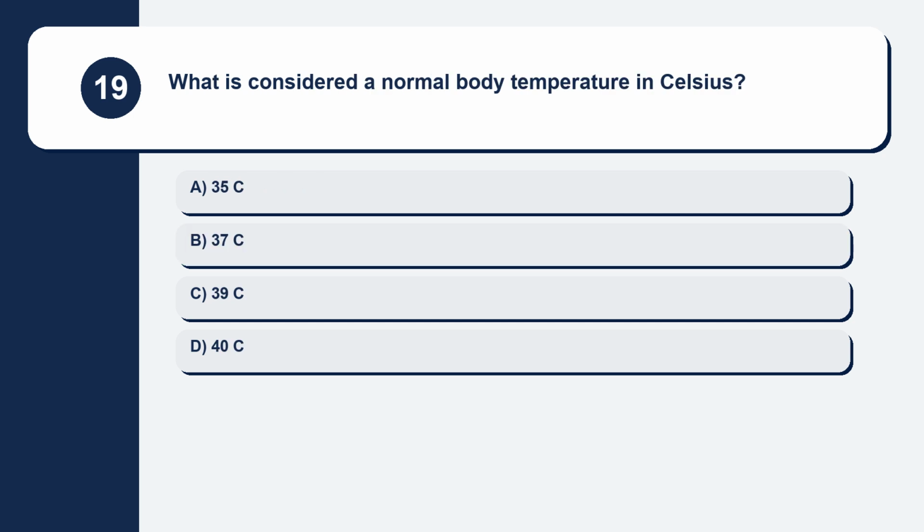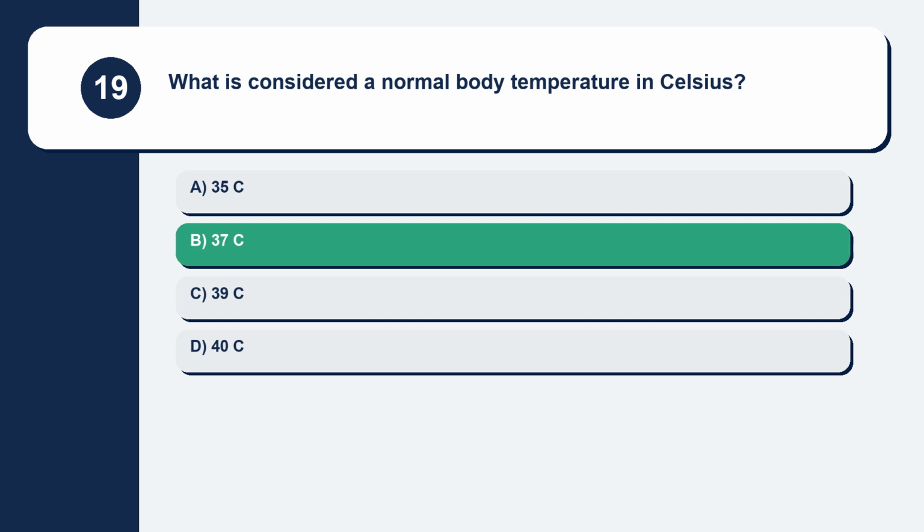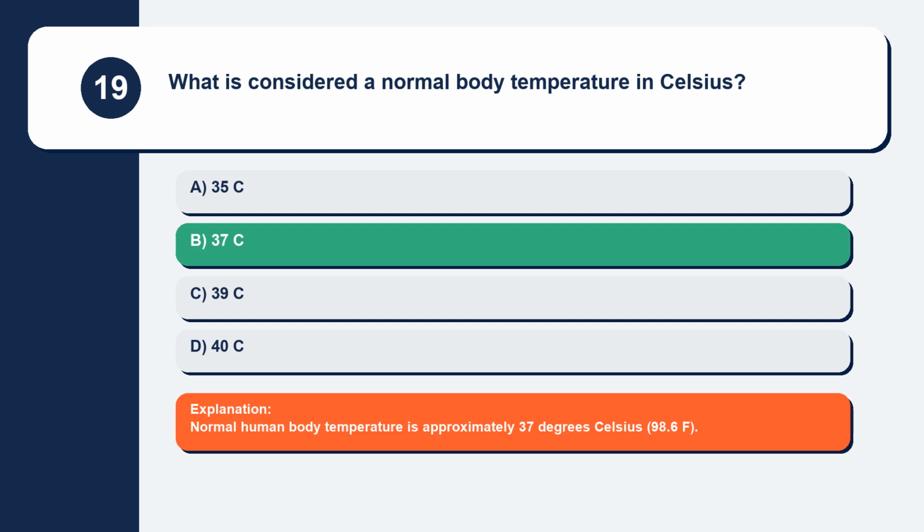Question 19. What is considered a normal body temperature in Celsius? 35 C, 37 C, 39 C, 40 C. Normal human body temperature is approximately 37 degrees Celsius, 98.6 F.